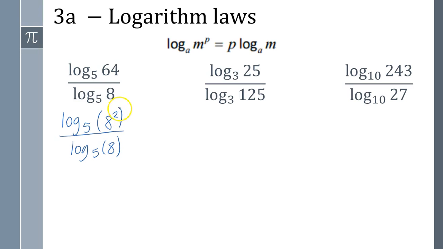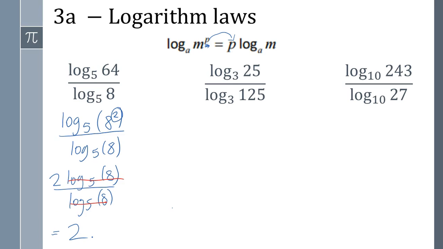Okay, and then this here is p. I can bring that out the front with no consequences. So I'm going to go 2 log base 5 of 8 over log base 5 of 8. Okay, you might be thinking, what's the point of that? Here's a little trick. Log base 5 on the top, there, they cancel out. And my answer in this case is just 2.